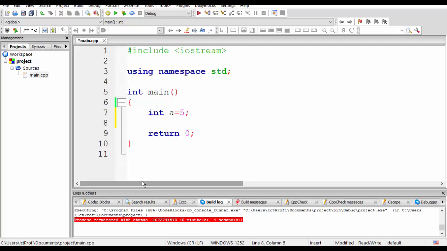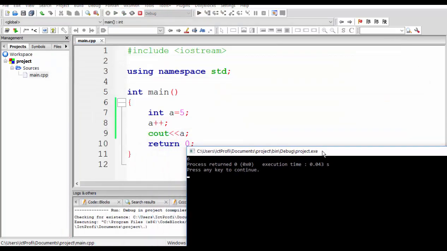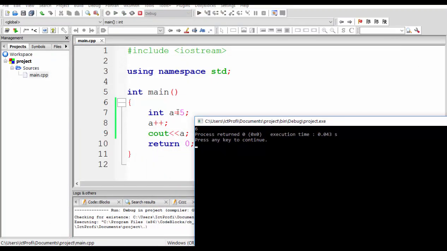How do we use the increment and decrement statements? Let's see. If you write a plus plus, it's going to increase your number by one, and we can see it also. Cout, let's see the result, a, semicolon, and then I will run this. The result is 6. The a was 5, and now it becomes 6 because of this increment statement.